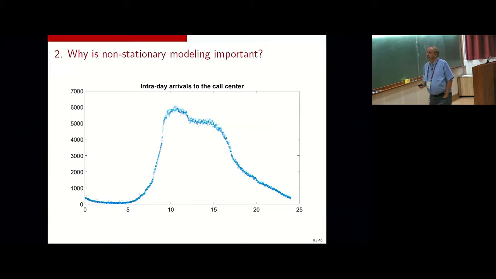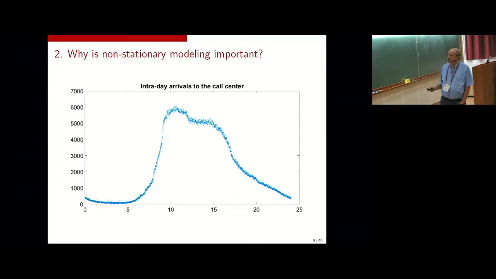Now, here's an example of how traffic arrives to a typical call center. This is actually data collected from a very large US call center for a bank. What you see here is the number of arrivals per hour. And what you're seeing as a function of time of day is the implicit arrival rate associated with this time of day. And you can see what a strong time of day effect there is in the calls to this bank's call center.